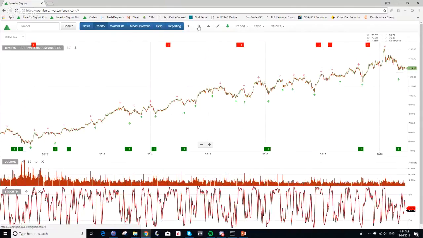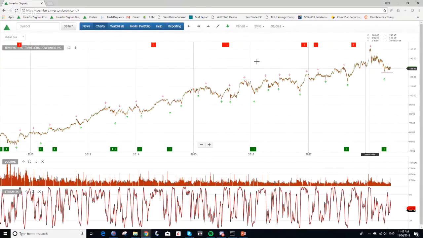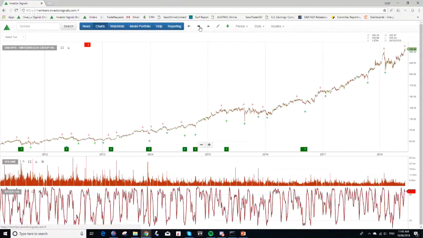Travelers Company, this insurance company, was added into the model portfolio a few months back, in early May, at around $125. The stock's been a strong performer there, and you can see mostly higher highs and higher low formations. At the moment, it's been added into the model portfolio.